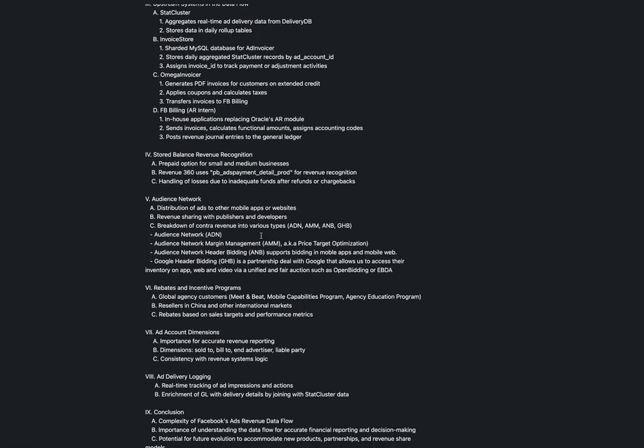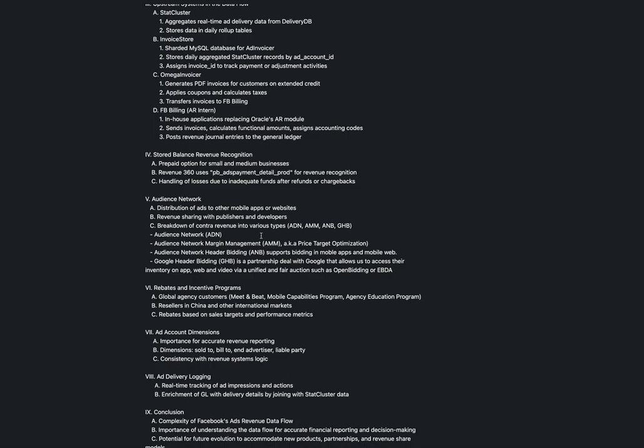The other thing is around the audience network, and this talks to the various tools that we have. So we have ads for Meta distributed either on mobile apps or websites, and we typically have some revenue sharing agreements with publishers, developers, and even resellers. So we usually have various types of contra revenue. This is things like the audience network. We have, for example, an agreement with Google that allows us to get some here.